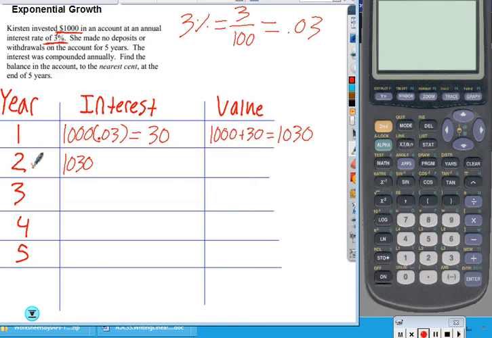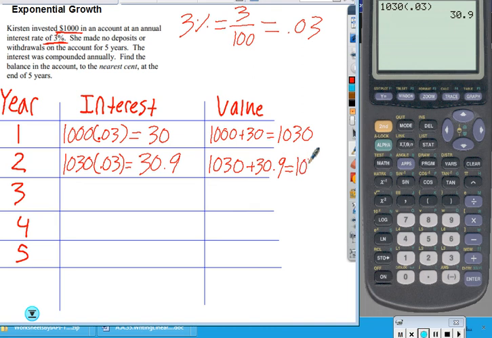Similarly to year 1, we are again going to find 3% because that is her interest rate. So we multiply by 0.03. If we do this multiplication, we would type in 1030 parentheses 0.03 close parentheses, enter, and we get 30.9. Just like before, I'm going to add this interest to the starting value. And I would get 1,060.9.